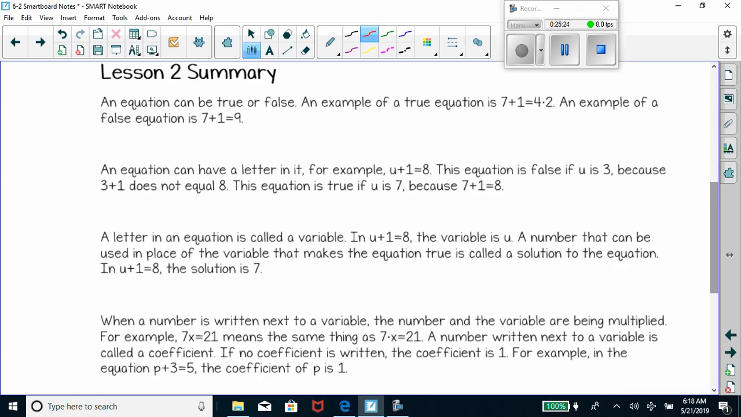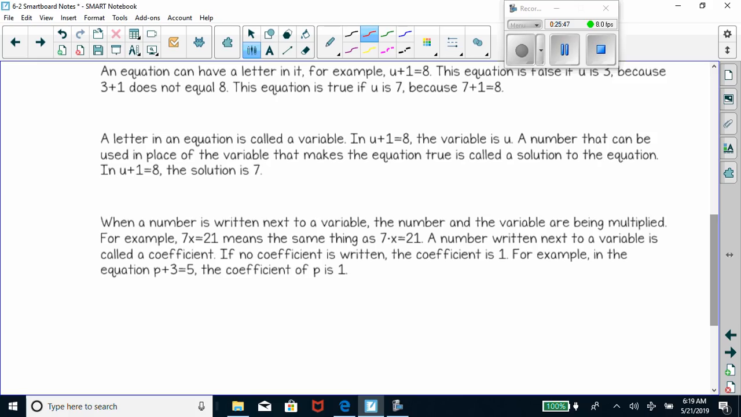When a number is written next to a variable, the number and the variable are being multiplied. For example, 7x equals 21 means the same thing as 7 times x equals 21. A number written next to a variable is called a coefficient. If no coefficient is written, the coefficient is 1. For example, in the equation p plus 3 equals 5, the coefficient of p is 1.